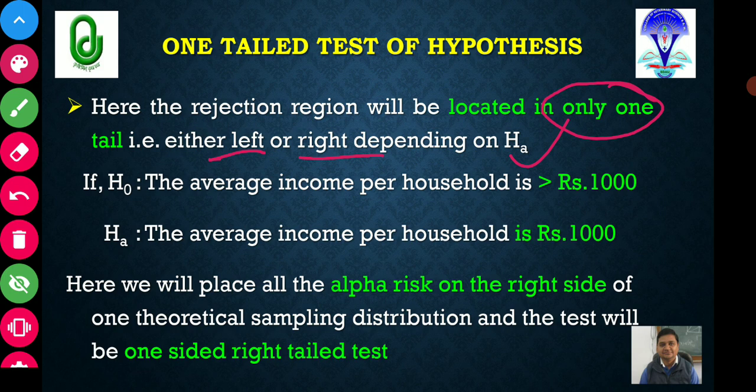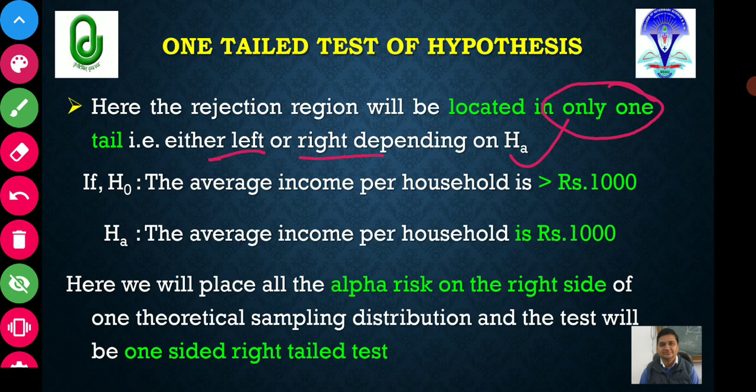So the same example, you see the null hypothesis, it is telling that the average income per household is greater than 1000 rupees. So what will be the alternate hypothesis? The alternate hypothesis will be that the average income per household is less than rupees 1000, but the null hypothesis is that it is greater than 1000. So the rejection region now is always on one side.